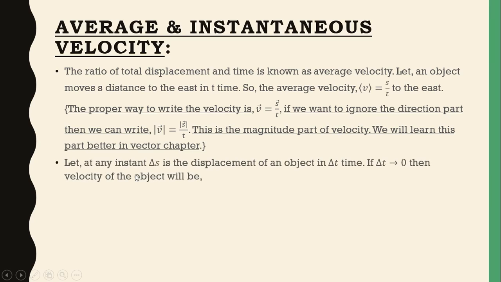Let at any instant del s be the displacement of an object in a particular direction in del t time. Here del t tends to 0. Then the velocity of the object will be v equals limit del t tends to 0 of del s by del t, that is equal to ds by dt. Again we get this by the definition of differentiation.